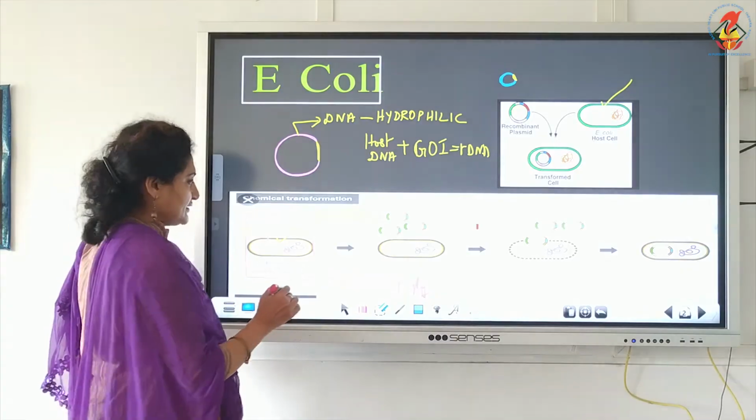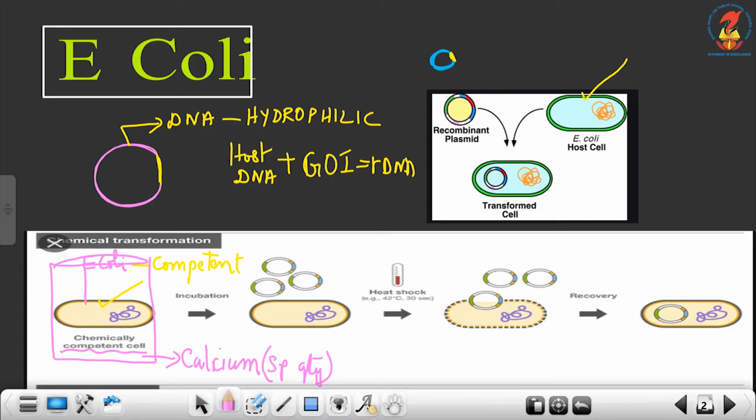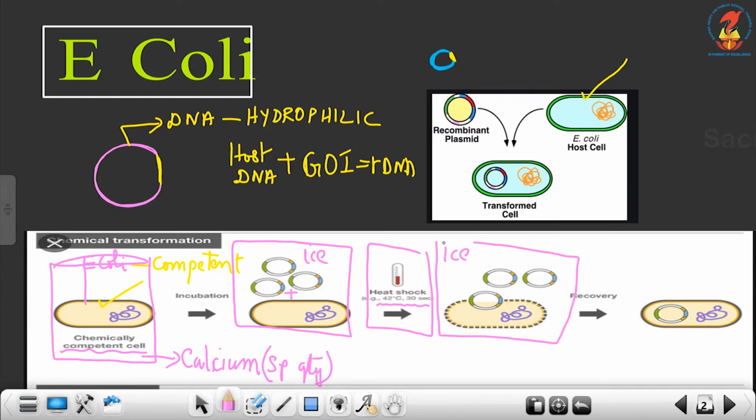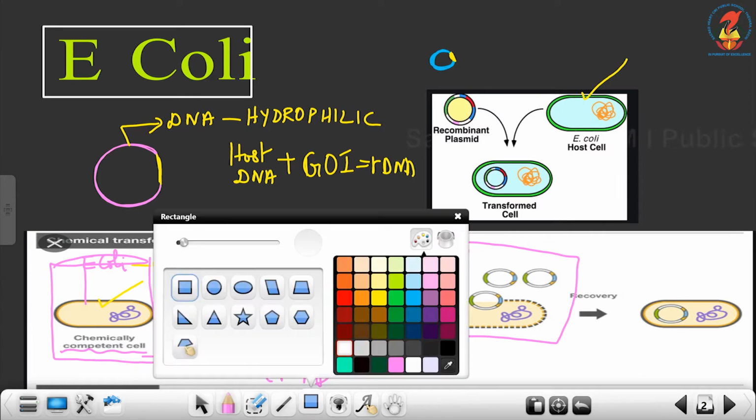The second step is that both the rDNA and the E. coli are made to incubate. First, they are incubated on ice. Immediately, they are subjected to heat shock of 42 degrees Celsius and again back to ice. So, the second step as a whole we can say is incubation.